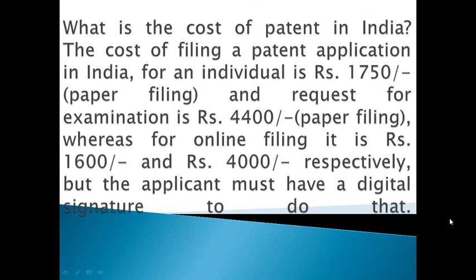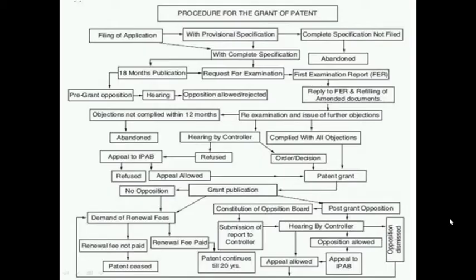What is the cost of a patent in India? The cost of filing a patent application in India, for an individual, is 1,750 rupees for paper filing only. And the request for examination is 4,400. Whereas for online filing it is 1,600 and 4,000 respectively. But the applicant must have a digital signature to do that. Without a digital signature, they won't be able to do the online application.